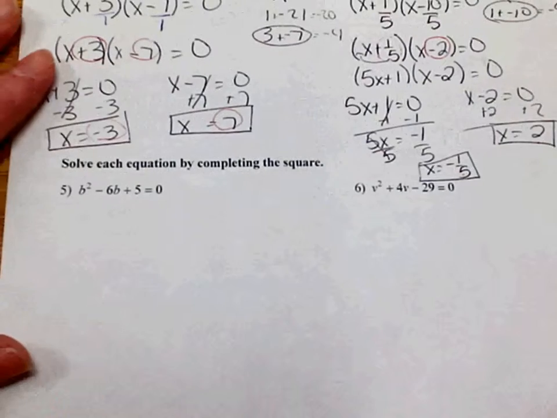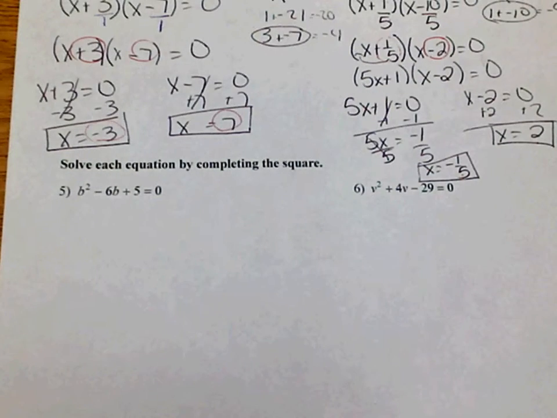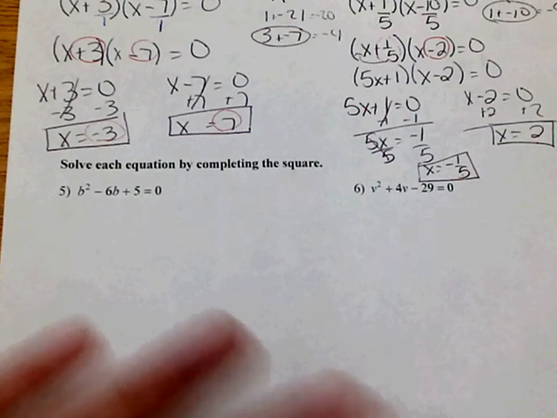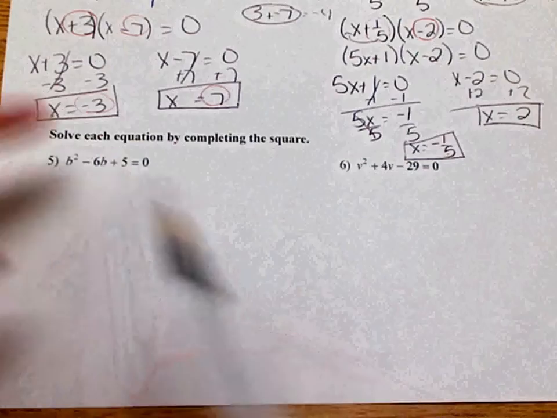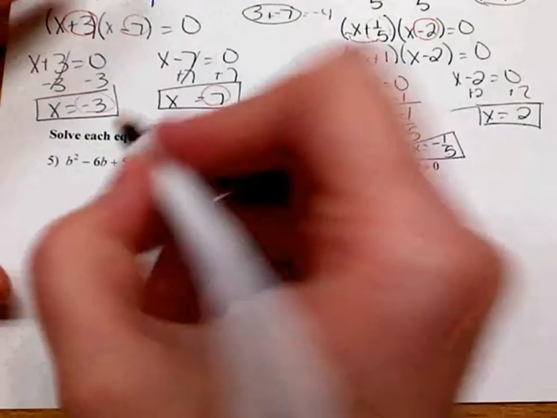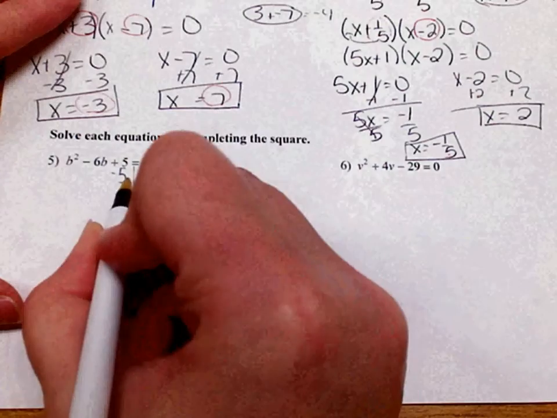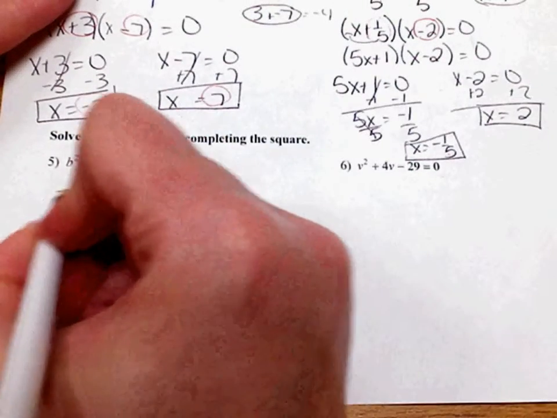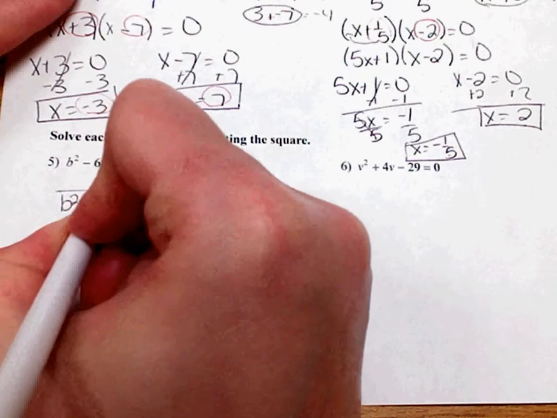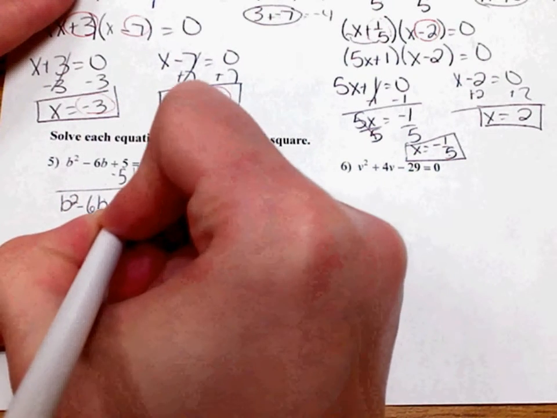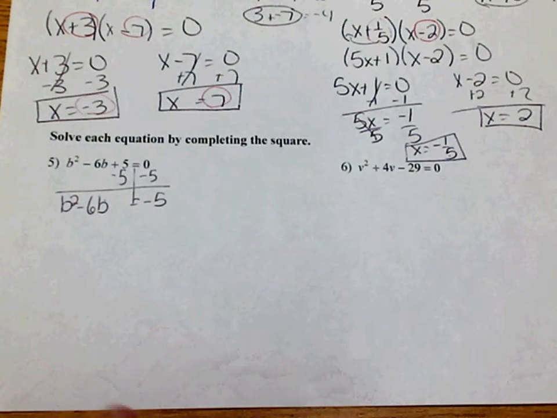Okay, the first step here is we have to get a blank spot to put the square in, because this is going to make our square, but where do we put it? Well, we want it where this 5's at, so we need that 5 out of our way. So we have to minus 5 from both sides of the equal sign. Okay, so then our b squared comes straight down, minus 6b comes down, we leave a blank spot, equals negative 5. We're leaving a blank spot because that's where we're going to put our square.